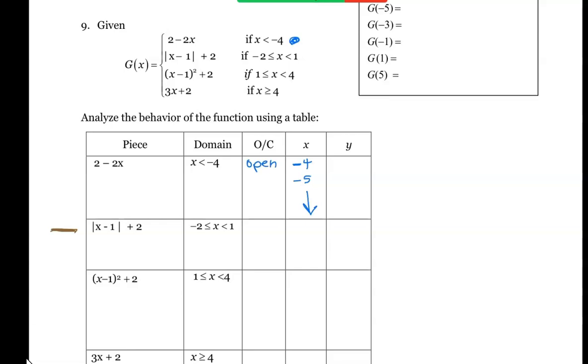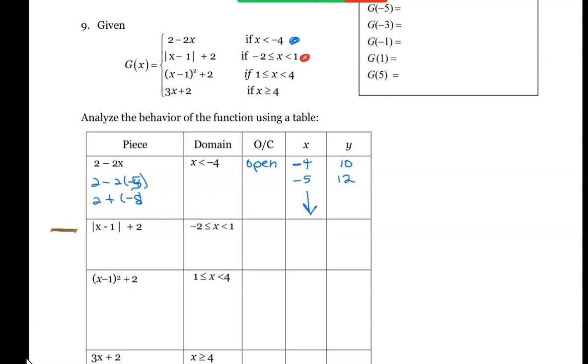Okay, so if I plug in a negative 4, 2 minus 2 times negative 4. So that's 2 minus a negative 8. So that's adding then. So that's 2 plus 8. So that's going to be 10. Plug in a negative 5, that's going to be 2 times a negative 5, which is a negative 10. So it's going to be adding. So it's going to be 2 plus 10. So that's going to be a 12. Okay, so we're going to keep going.